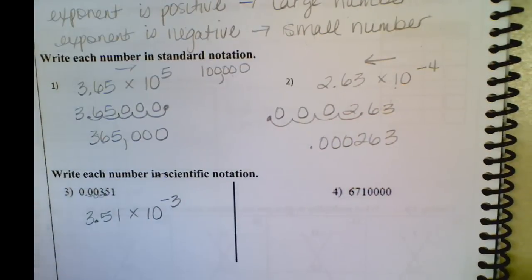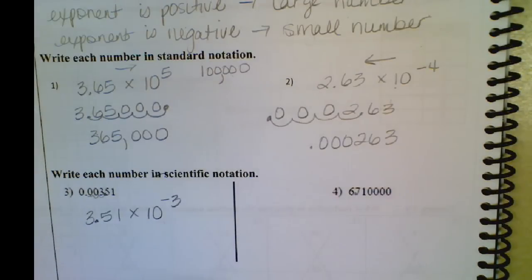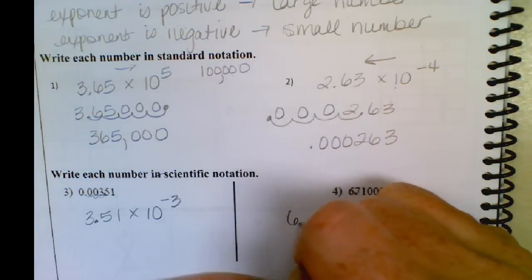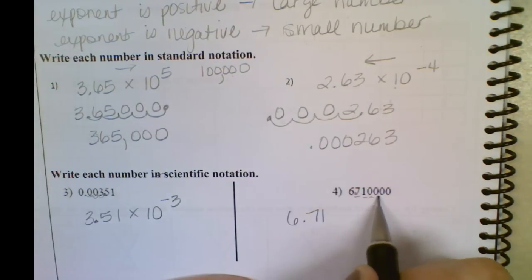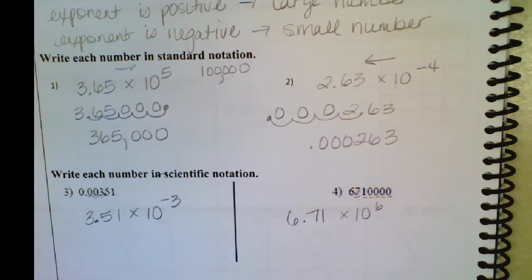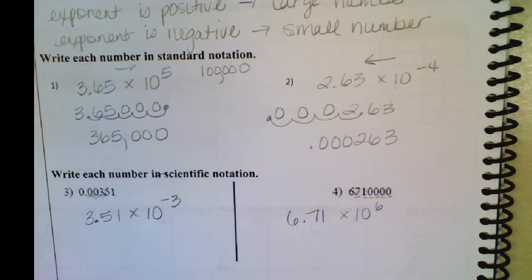Okay, let's do the same thing with 6.71. 6.71 would be between 1 and 10. 67.1 is not. 671 certainly is not. So I'm going to have 6.71, and then I just need to count those spaces. So I have 1, 2, 3, 4, 5, 6. So times 10 to the 6th. And that is a large number, so I know that my exponent is going to be positive. Good.